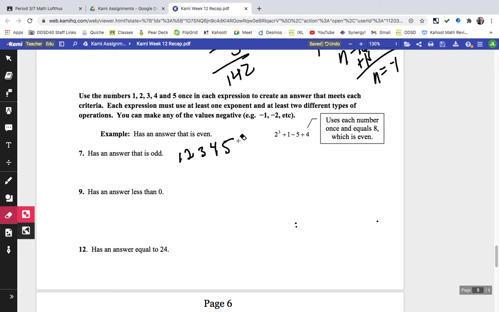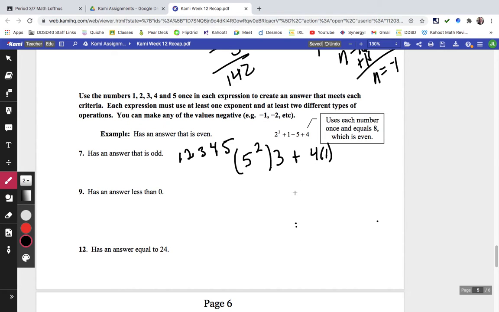Okay. Actually, now that I'm thinking about it, I use multiplication and addition. Those are 2 different types. So I'm going to go back with this: 5 squared times 3 plus 4 times 1. Nope. Times 3 plus 4 plus 1. We'll do a plus there.